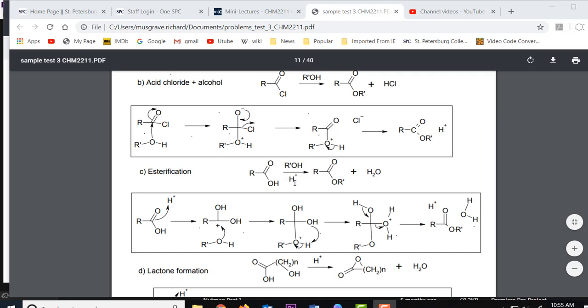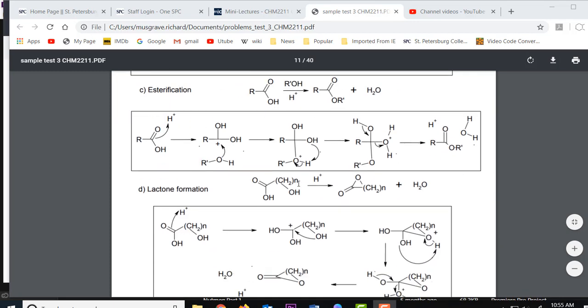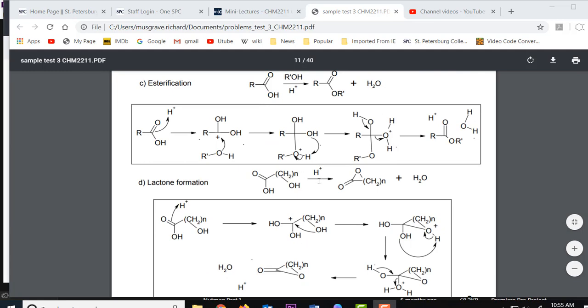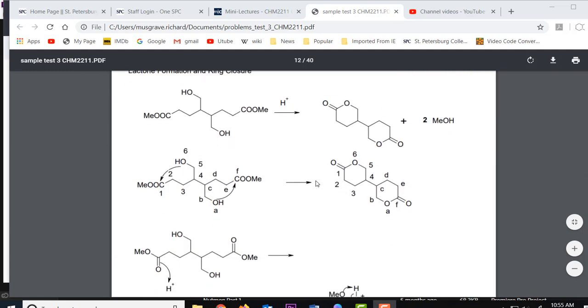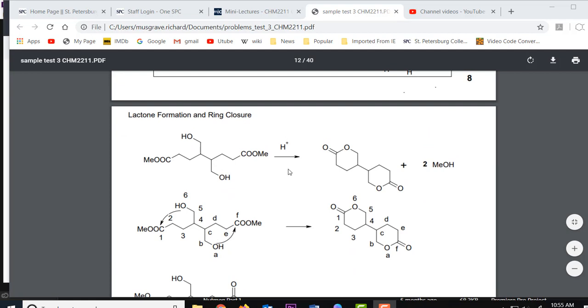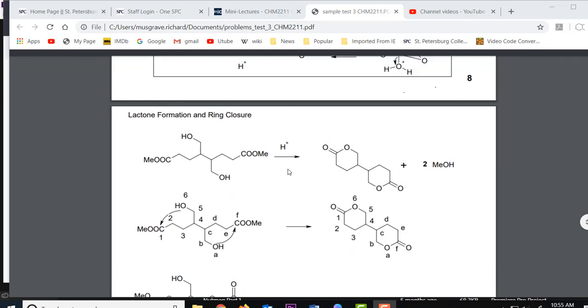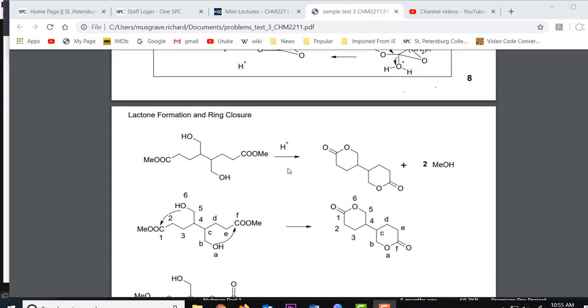Esterification is going to be acid, that's because of the H+ here. Lactone formation, that's going to be acid as well with the H+. Lactone formation and ring closure, this is going to be one of your mechanistic questions in Test 3. This is going to be an acidic type mechanism.